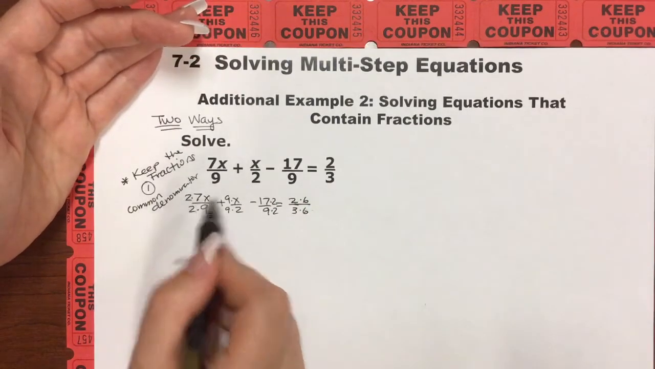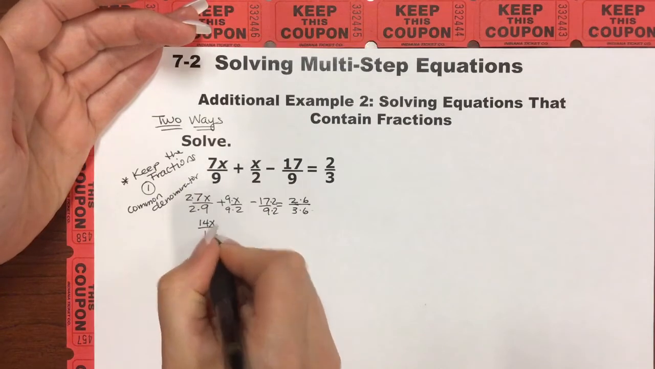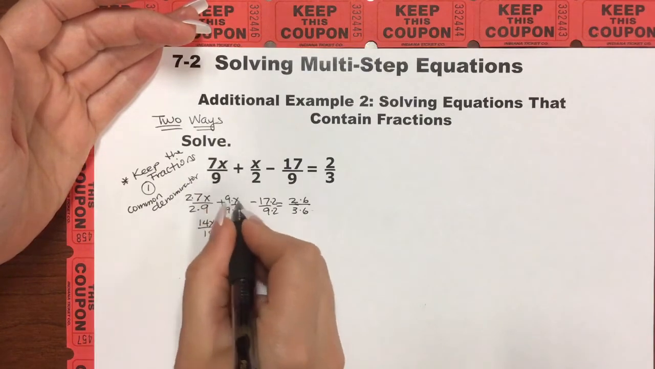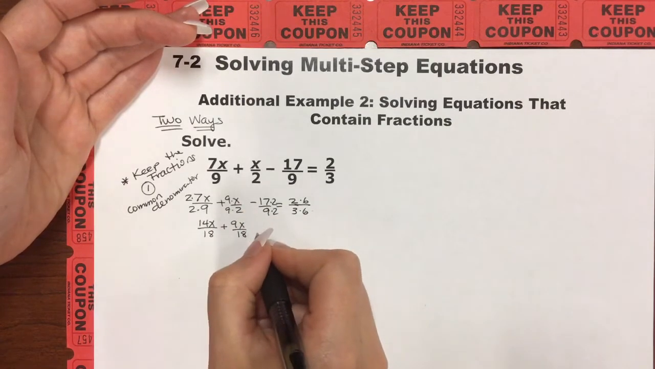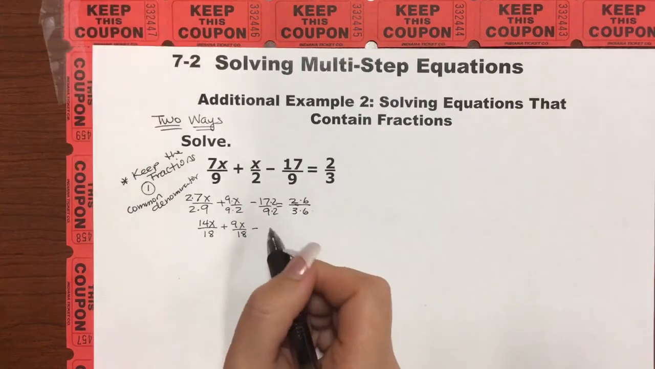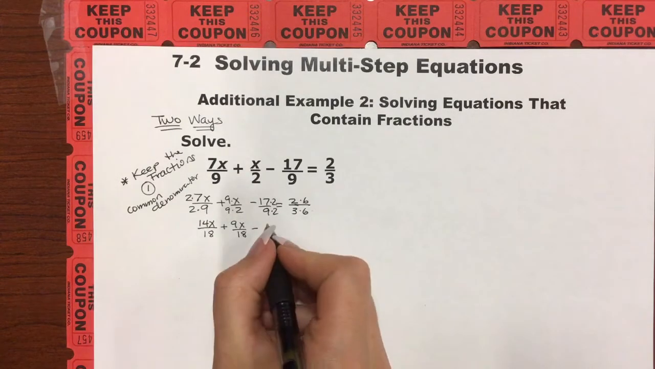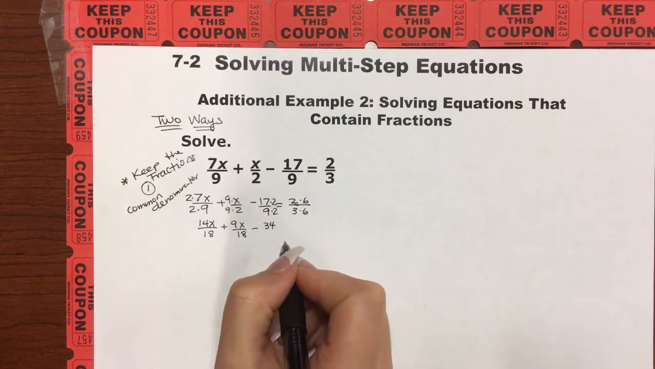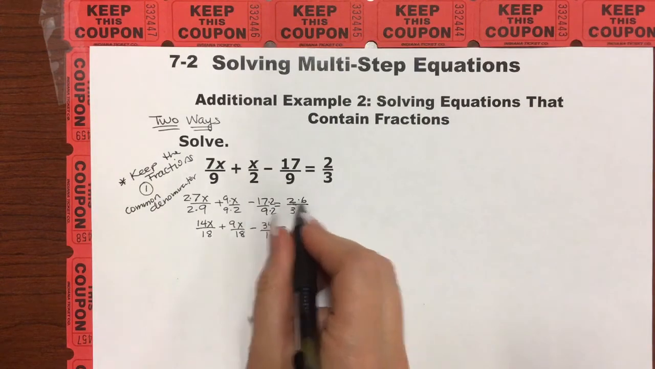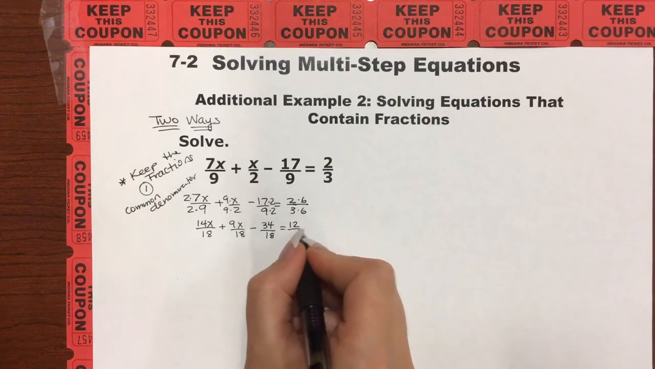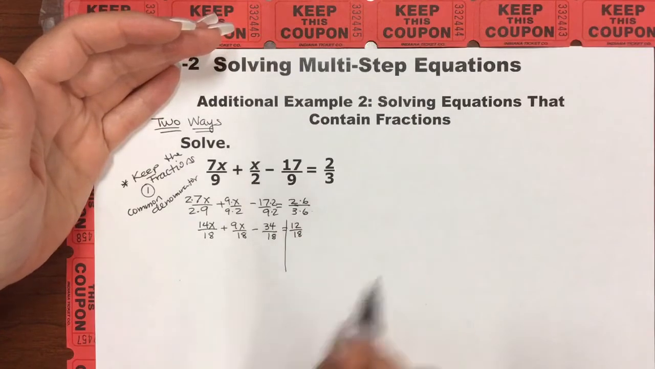Okay, so I end up with 2 times 7x, which is 14x divided by 18 plus 9x over 18 minus 17 times 2. What's that? 34? Yeah, 34 over 18 equals 2 times 6 is 12 over 18. Okay. Now I have my equation.